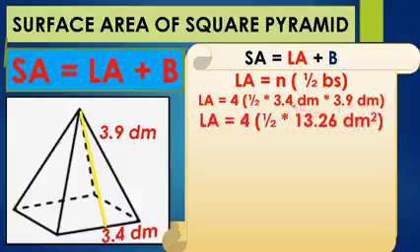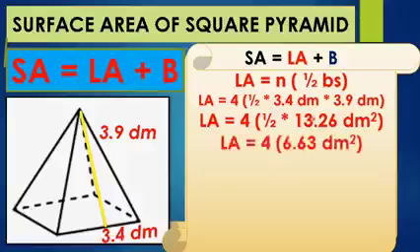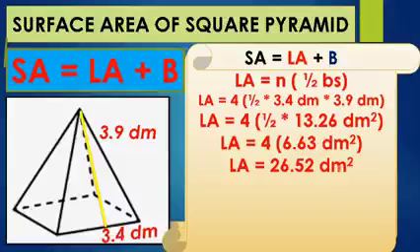So multiply 3.4 and 3.9, it will give us a product of 13.26. Multiply this by 1/2, the answer is 6.63. And multiply this by 4, it will give us 26.52 square decimeters. Therefore, the lateral area of the square pyramid is equal to 26.52 square decimeters.